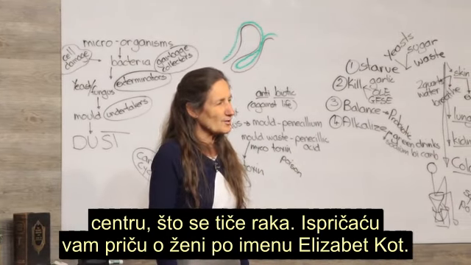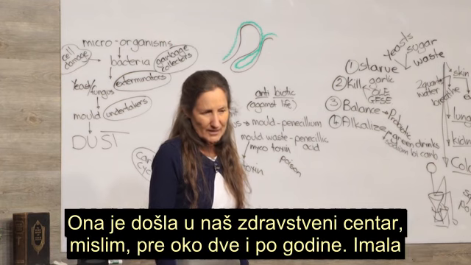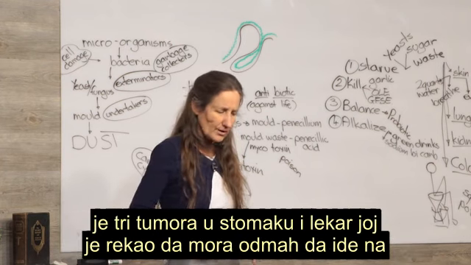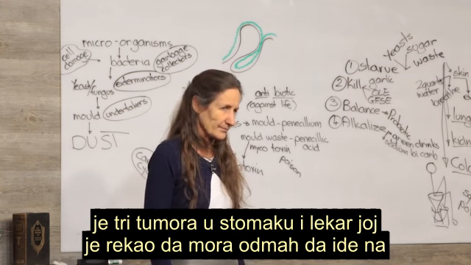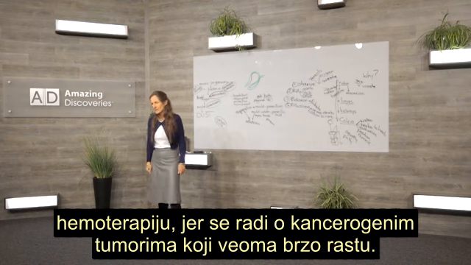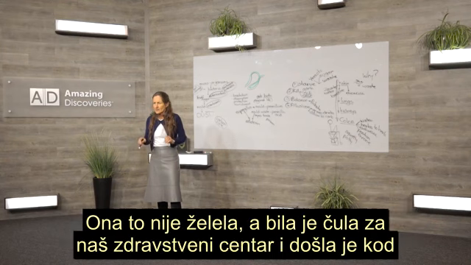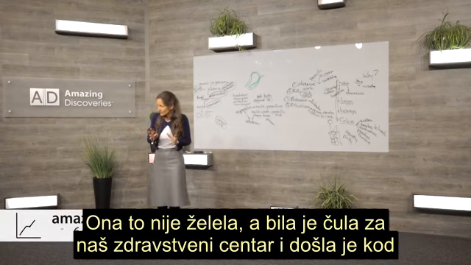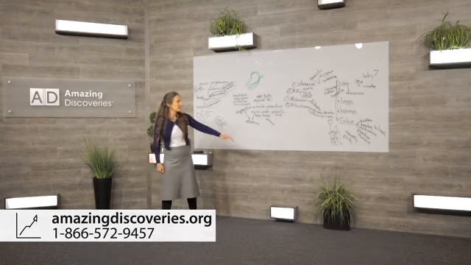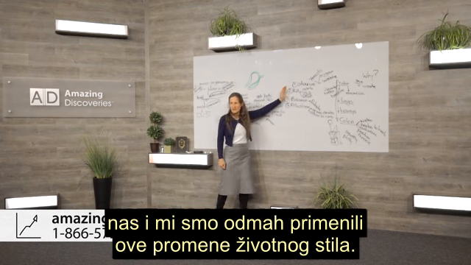I'll give you the story of a lady named Elizabeth Cott. She came to our health retreat, I think it's 2.5 years ago now, and she had 3 tumours in her abdomen. The doctor said to her, "You must have chemotherapy immediately. These are very fast-growing cancers." She didn't want to do that, and she had heard of our health retreat, so she came to our health retreat. And we immediately implemented these lifestyle changes.